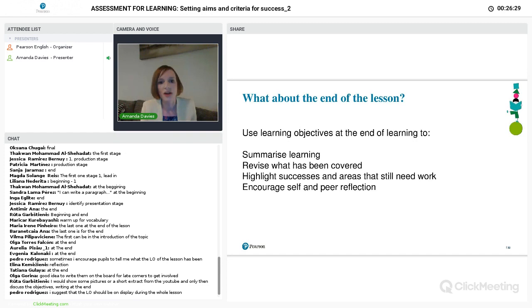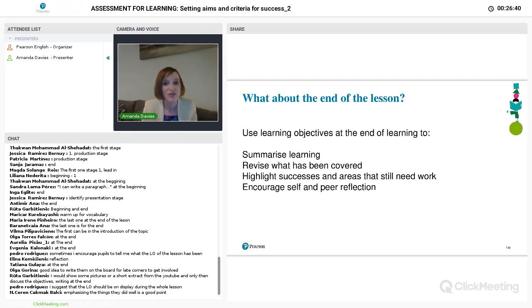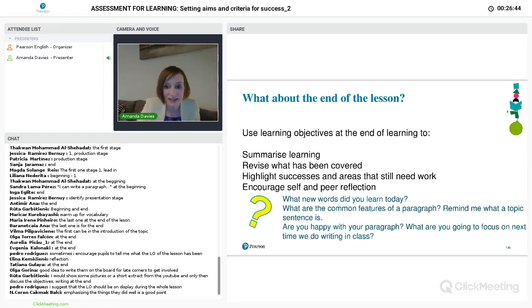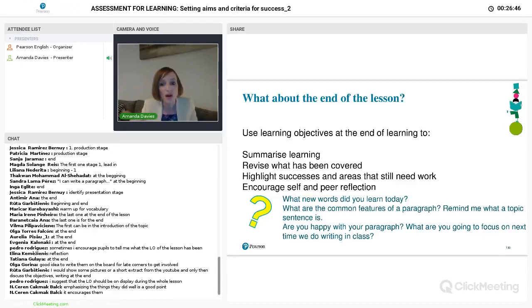And as you mentioned quite rightly, we need to return to them at the end of the lesson. Ending the lesson with learning objectives is a really great way to summarize learning. So draw students' attention to them again. Hey, look, okay, so there's some questions. What are the new words? Tell me the 10 animals you learned.